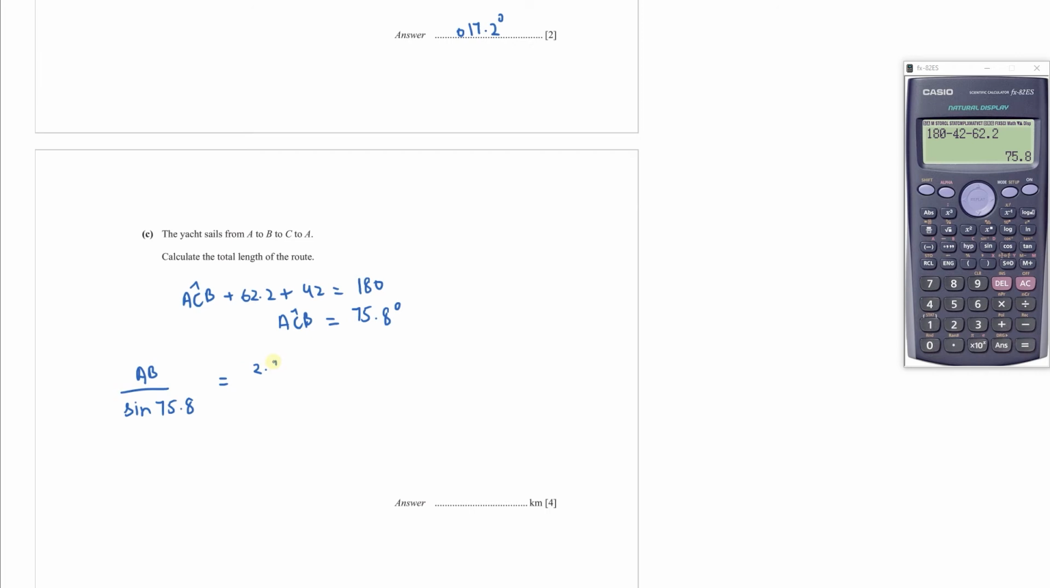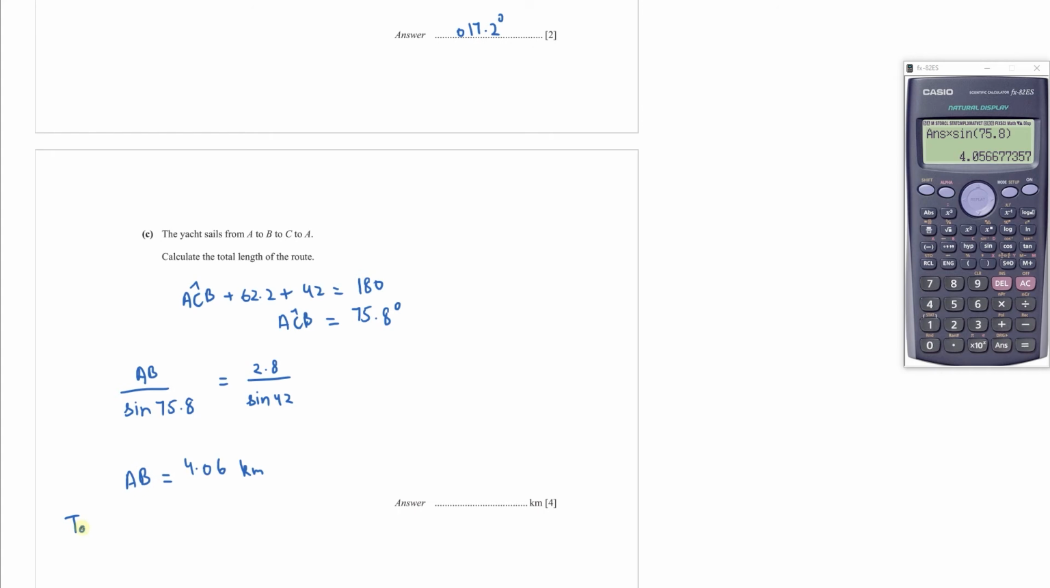So this will be 2.8 over sine of 42 degrees. So this will give you AB equals 2.8 divided by sine of 42 degrees, and then multiplied by sine of 75.8. So this gives you 4.056, and then I'll write it to three significant figures. So this will be 4.06. So AB is 4.06 kilometers.